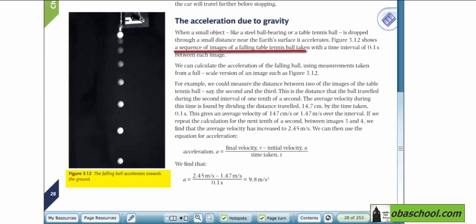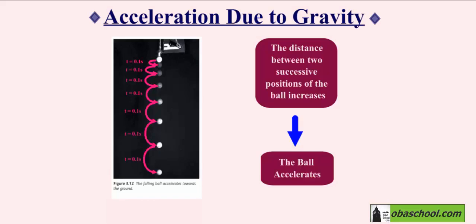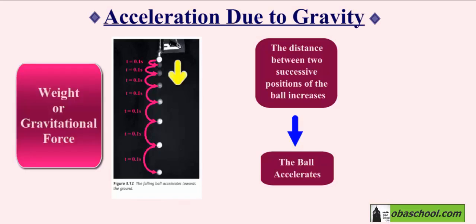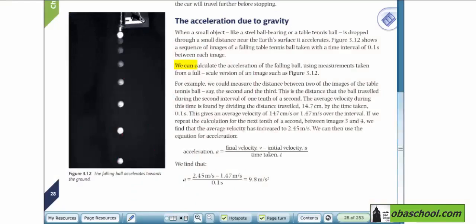It shows a sequence of images of a falling table tennis ball taken with a time interval of 0.1 seconds between each image. We notice from the figure that the distance between two successive positions of the ball increases, which implies that the ball accelerates. Now here we have forces acting on the ball: the gravitational force, or weight, pulling it downwards, and the air resistance pulling it upwards. If we neglect the air resistance, the only force affecting the ball will be the weight.